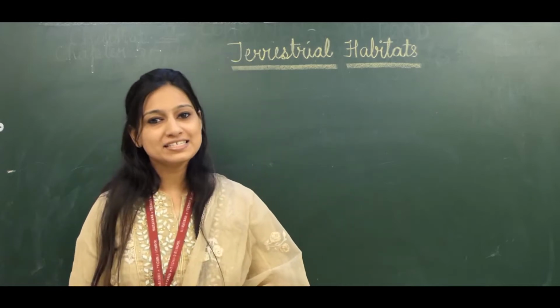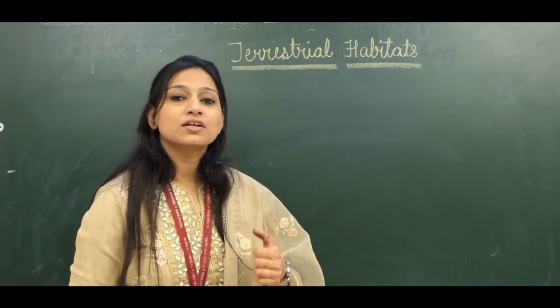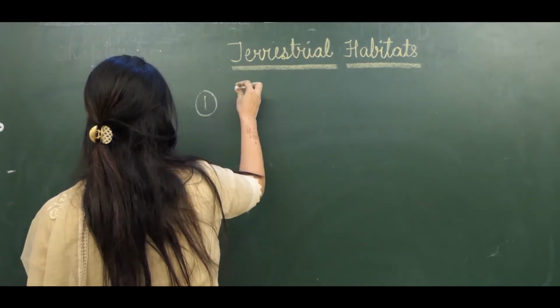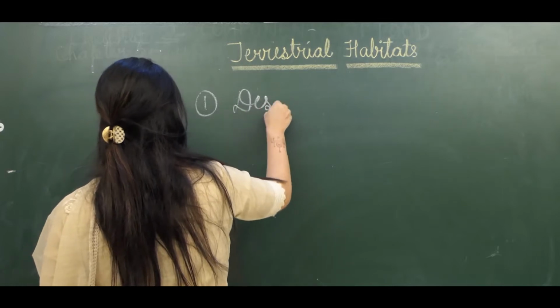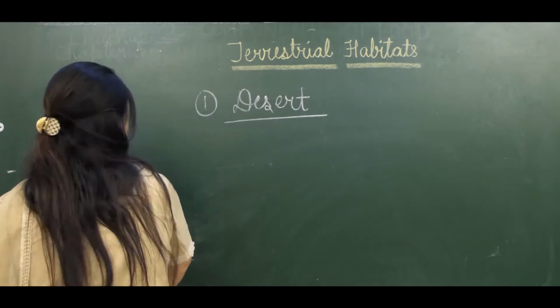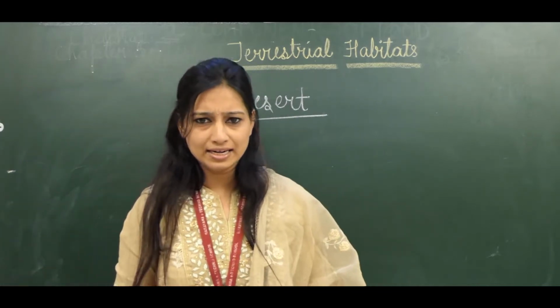We are seeing the terrestrial habitats today. The terrestrial habitats, let's see the first one, which is a desert. Now, what are the non-living components or the abiotic components of a desert? If you see a desert, there is a lot of sand, right?